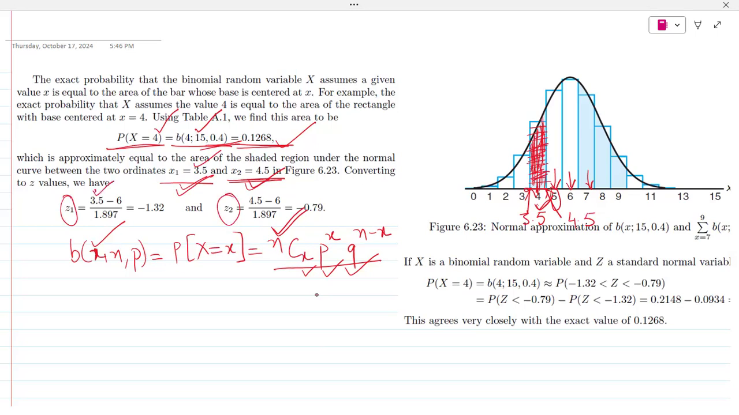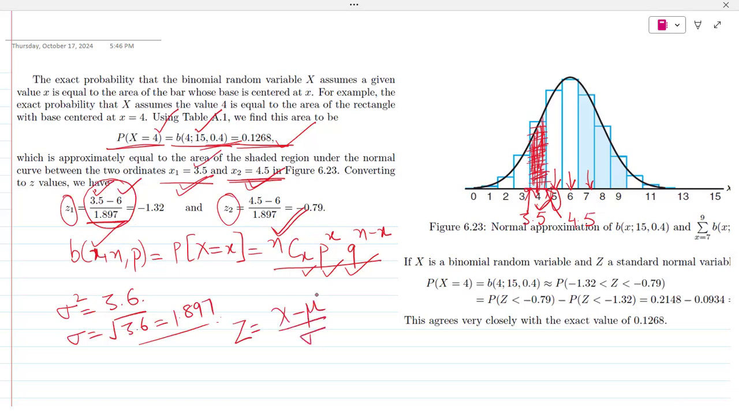This is 3.5, x1. x1 minus mu, divided by sigma. What was our sigma square? If you recall back, this was 3.6. So what will be sigma? The square root of 3.6 will be 1.897. Actually, now we are constructing the variable. The variable z is x minus mu divided by sigma. That's how we are constructing. So what is this? This is the value of z1 corresponding to this x1.